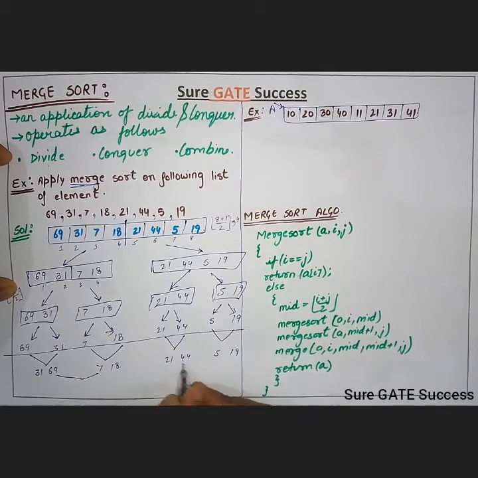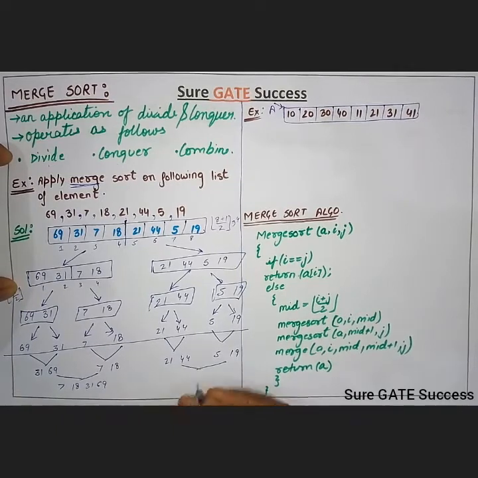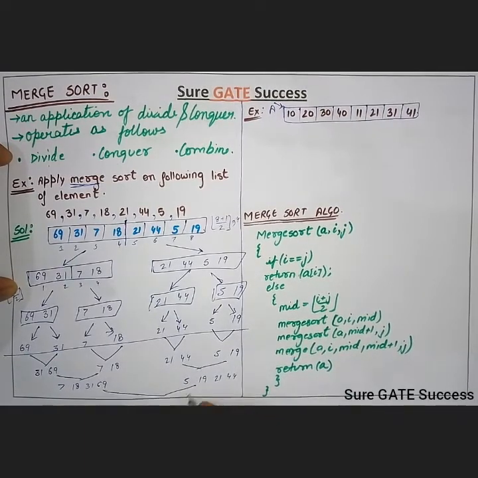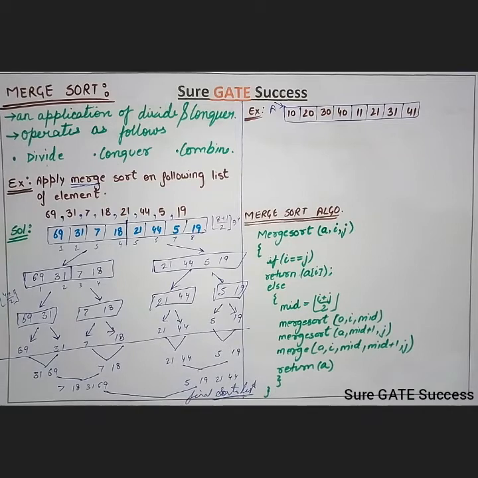Now combine these. So 7 is smaller than 18, then 31, then 69. Then 5, 19, then 21, then 44. Now if we merge, we will get the final sorted list. So this way you can sort the list.